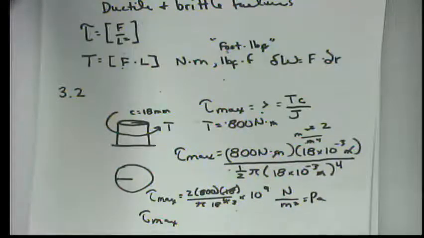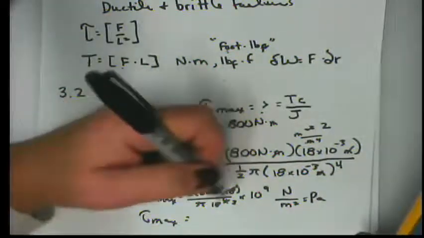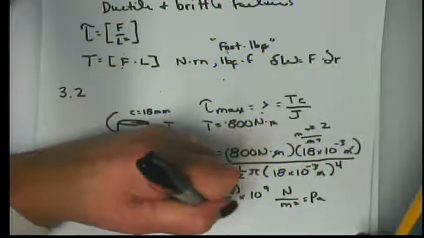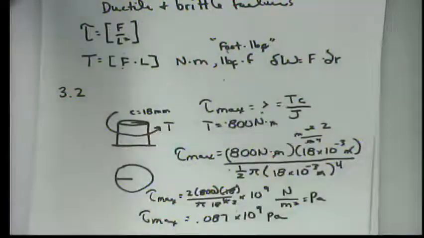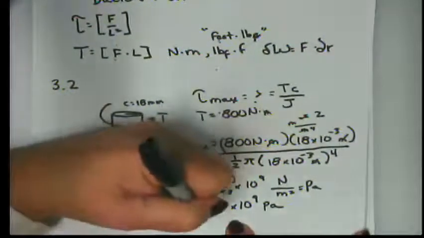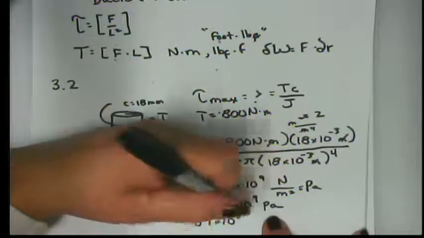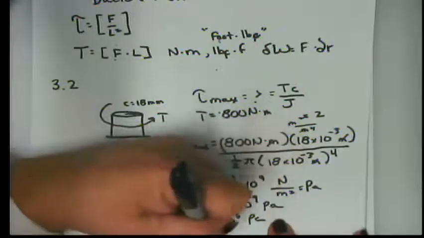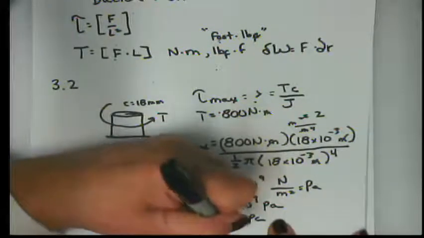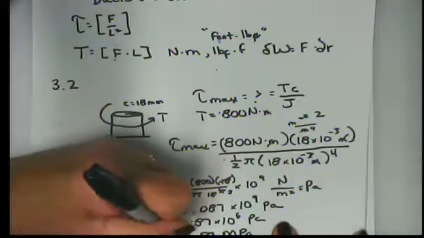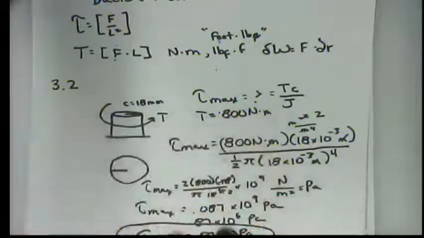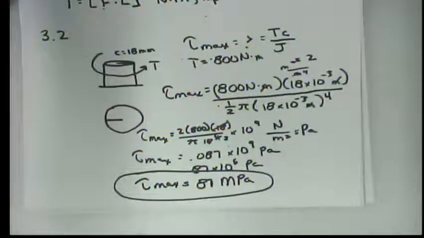And that number is 0.087 times 10 to the 9th pascals. So if I move this over, it would be 87 times 10 to the 6th pascals, which is 87 megapascals. Okay. So that's problem number 2.